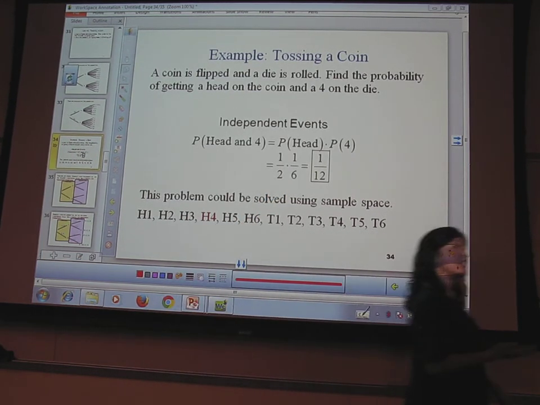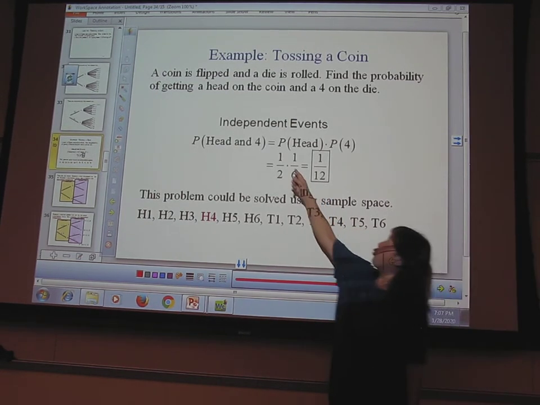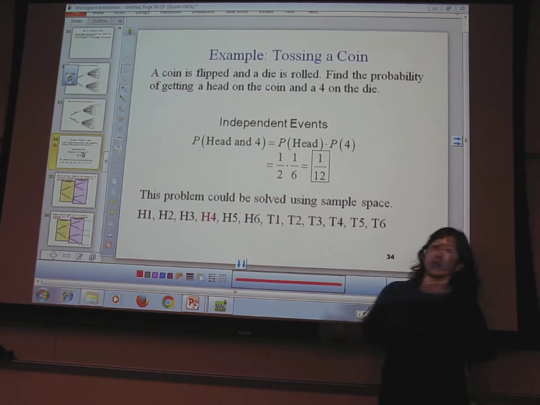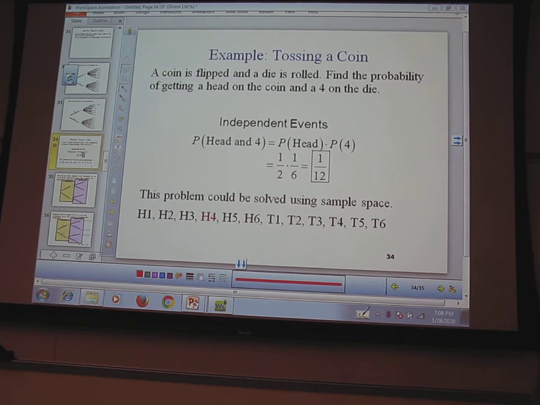When you multiply fractions, you multiply the numerators and you multiply the denominators. So multiplying a fraction, this would be 1 times 1, 2 times 6, your denominator would be 12. So just multiply the tops, multiply the bottoms. Good? Just as a refresher, since it's been a while since you multiplied fractions.